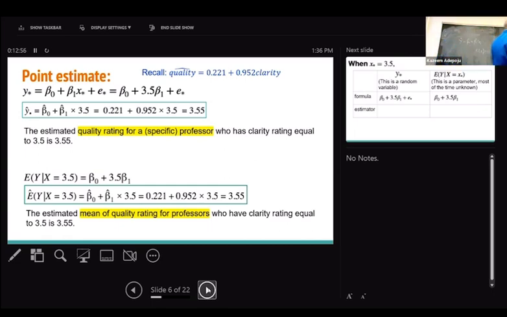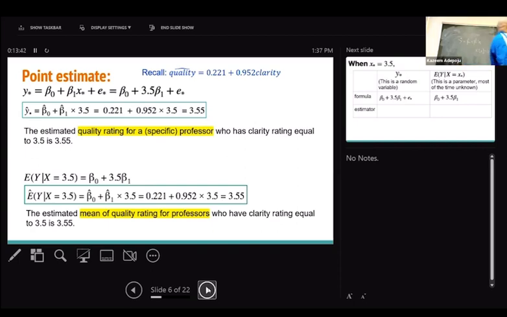So what I'm trying to show you now is that we're getting the same results, either for individual prediction or the average one, but the interpretation will not be the same. Look at the first interpretation. The estimated quality rating for a specific professor who has a clarity rating of 3.5 is 3.55. But look at the other one. The estimated mean of quality rating for professors who have clarity rating equal to 3.5 is 3.55. Do you see the difference in the interpretation? One focuses on the individual, the other one focuses on the mean.